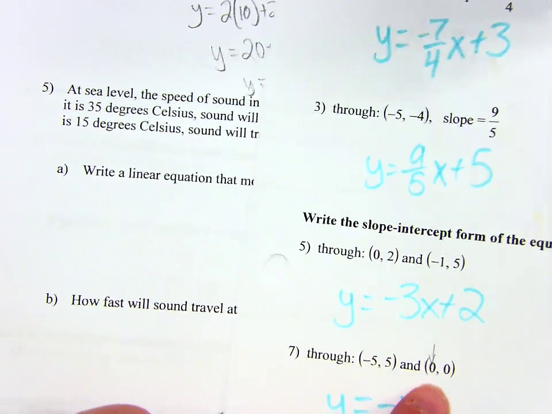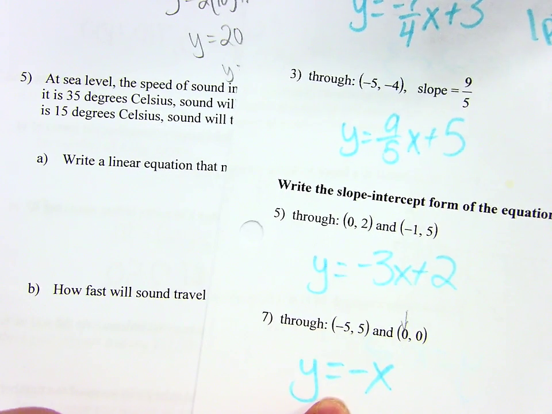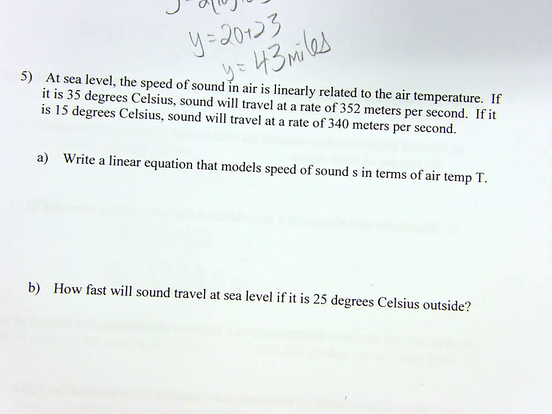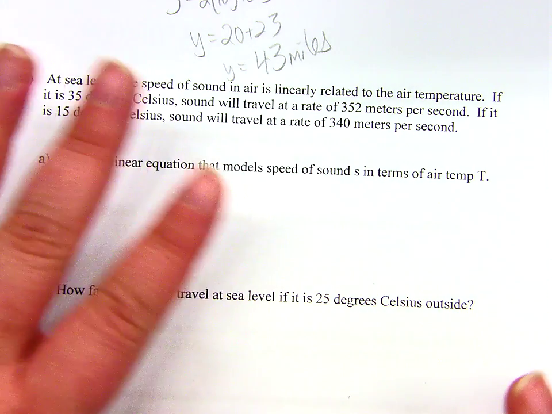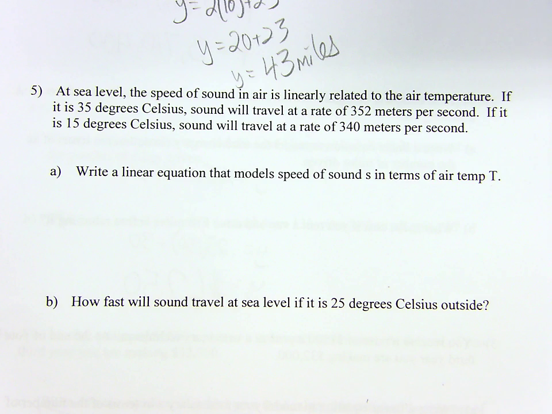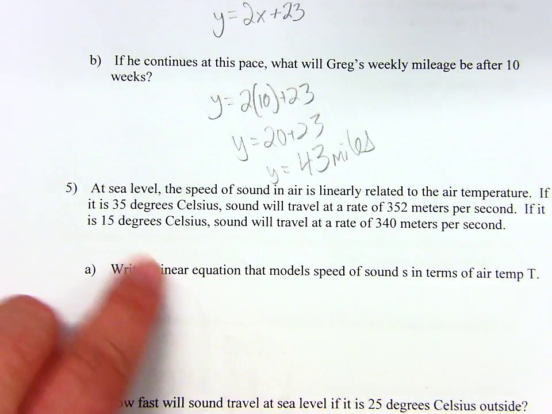Number 7, I gave you 2 points. You wrote the equation of the line. Number 5, I gave you 2 points. You wrote the equation. If I give you 2 points, you can write the equation. That's all they've done here in just a really confusing, wordy way. They've just given you 2 points. Look right here. Here they are.